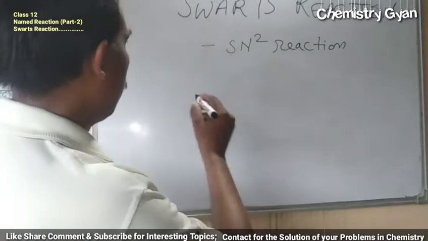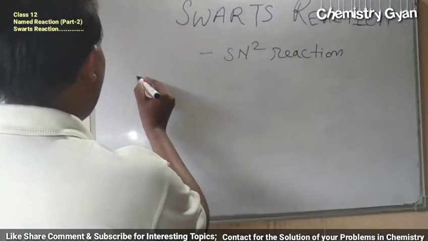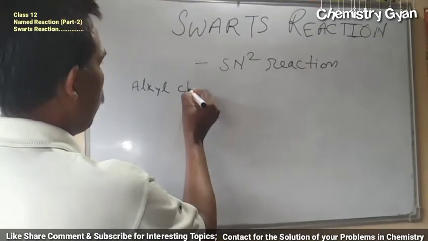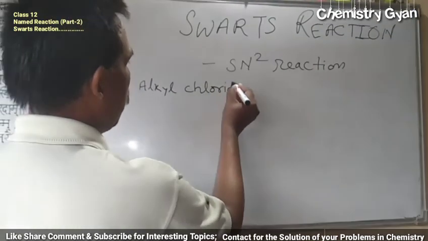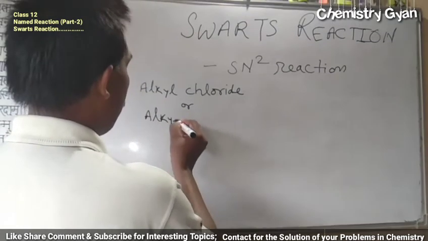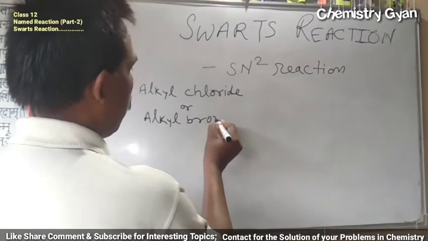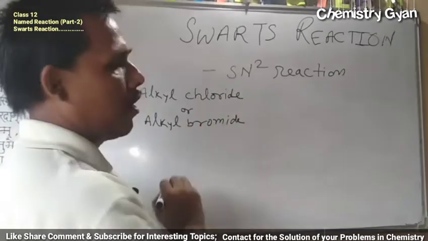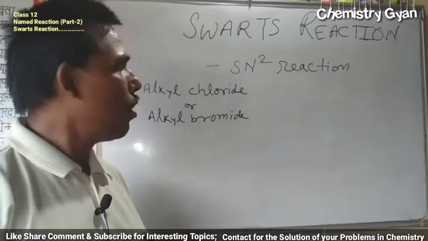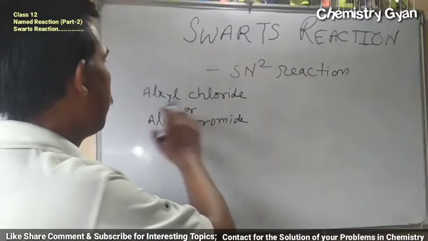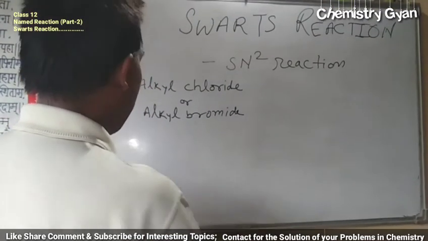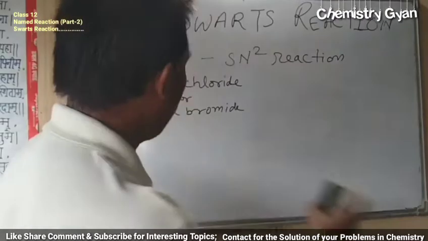So here any kind of alkyl chloride or alkyl bromide is taken for the reaction. Now look at what happens if you take alkyl chloride.